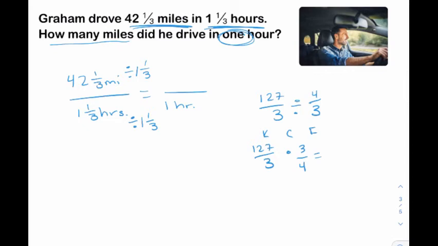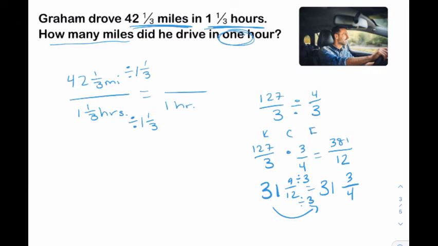127 times 3 equals 381. 3 times 4 is 12. Now I need to simplify. 381 divided by 12 is 31. There's 9 pieces left over out of 12. I can reduce even further. I'm going to bring my whole number along for the ride. And the greatest common factor of 9 and 12 is 3. So I'm going to divide by 3 on the top and the bottom. 9 divided by 3 is 3. 12 divided by 3 is 4.